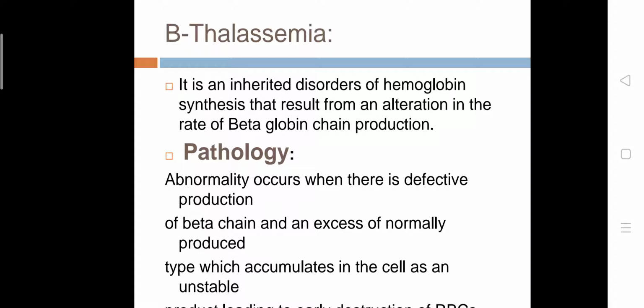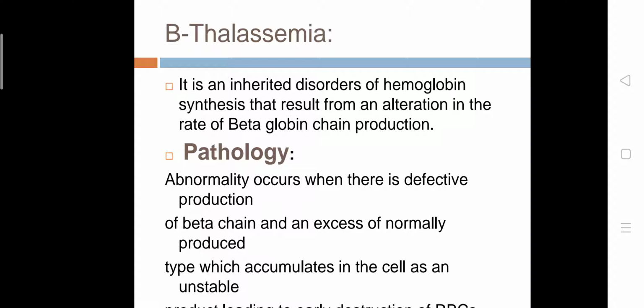So start with thalassemia, beta-thalassemia. It is an inherited disorder of hemoglobin synthesis that results from an alteration in the rate of beta globin chain production. So this is also a blood related disease, which occurs because of a hemoglobin disorder. And now we are going to see the pathophysiology of thalassemia.